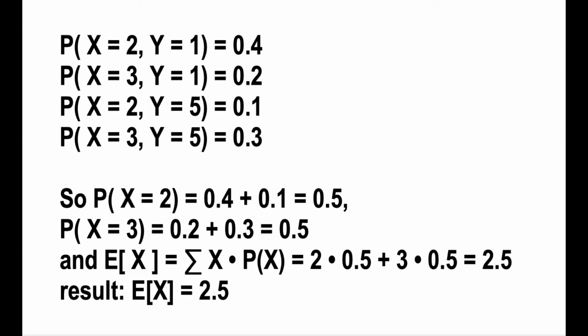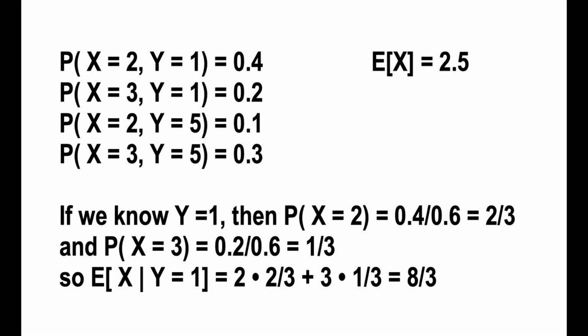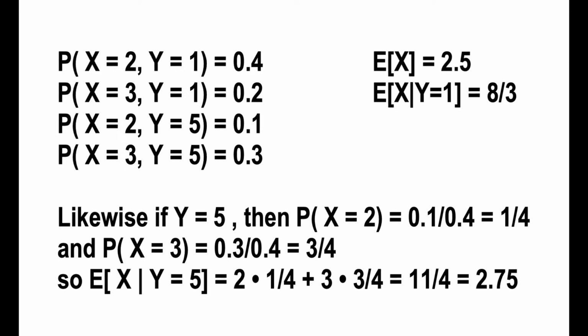But now, suppose that we know that y equals 1. In that case, we rescale the probabilities and recompute, specifically that E of x is 8/3, assuming that y equals 1. Likewise, if y equals 5, then the probabilities that x equals 2 and 3 are again rescaled. So the expected value of x, given that y equals 5, comes out to be 11/4 or 2.75.